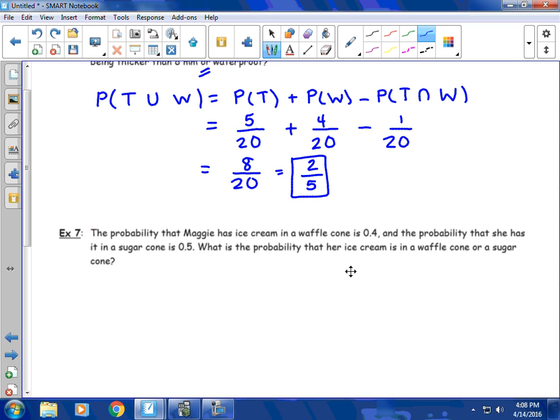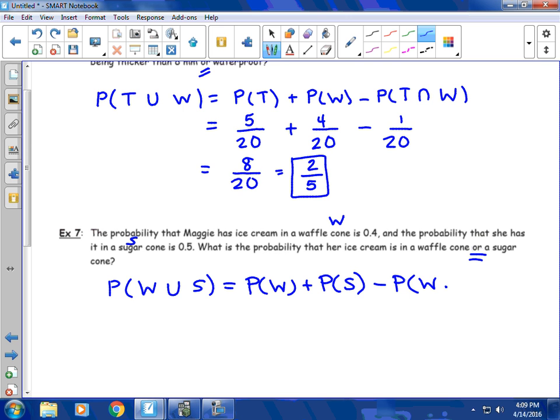All right. And the last one. The probability that Maggie has ice cream in a waffle cone is 0.4. The probability that she has it in a sugar cone is 0.5. What's the probability that her ice cream is in a waffle cone or a sugar cone? Seems like it doesn't give us enough information here. We have an or. So if I want the probability of waffle cone, W, or sugar cone, S, should equal the probability of waffle plus the probability of sugar minus the probability of waffle and sugar.